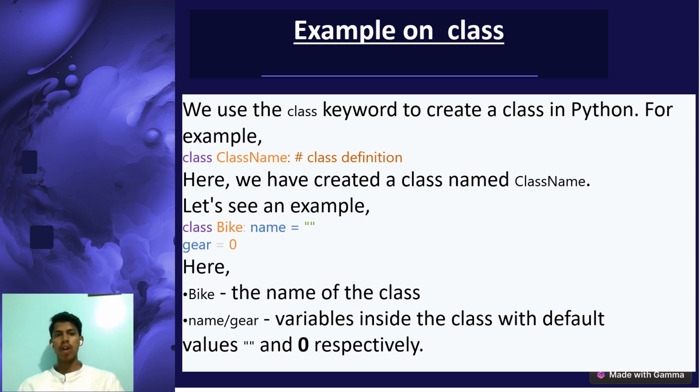So let us take the example on class. We use the class keyword to create a class in Python. As you can see, class is the keyword and class name is the name of the class. Here we have created a class named Bike, with name equals to empty parentheses and gear equals to 0. Here Bike is the name of the class. Name and gear are the variables inside the class, with values empty quotes and 0 respectively.